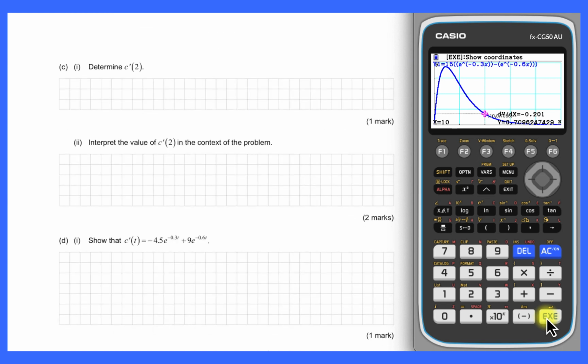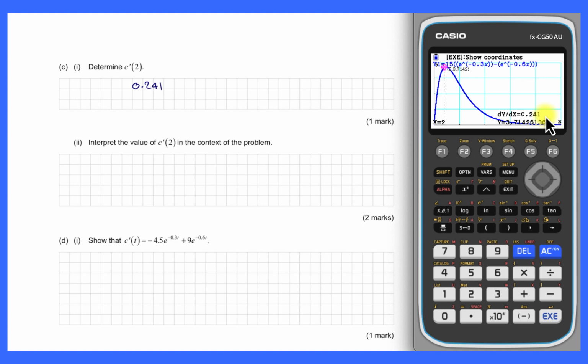Part C asks for C dash of 2, or the derivative of the function at 2. This trace command is going to be useful once again, so I'm going to go Shift and trace again. Whoopsie, that's exited trace, back into trace. I could have just pressed 2, obviously, while I was there, and hop, I go. We're nearly at the maximum. I can see my derivative values on the screen there. So my value is 0.241.